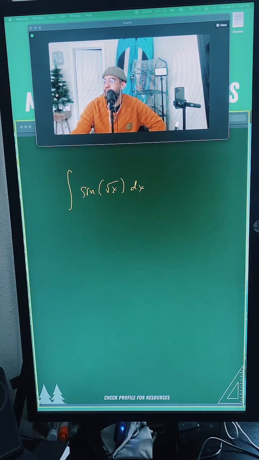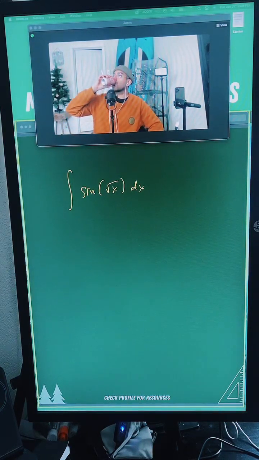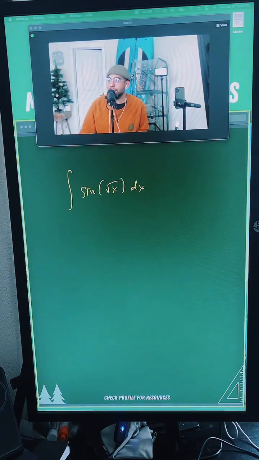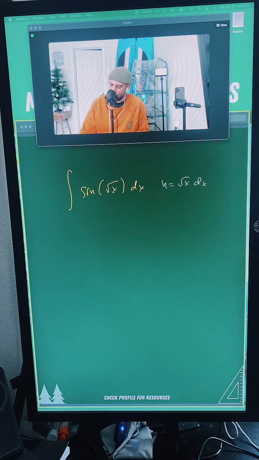Any suggestions? What do we think, guys? Let's do a u-sub. Yusef said u-sub. That is 100% correct. So u is going to equal root x. Oh, not root x dx. u is equal to root x.